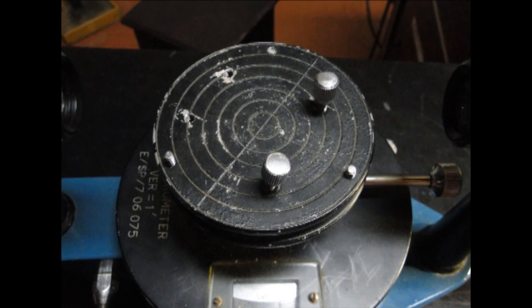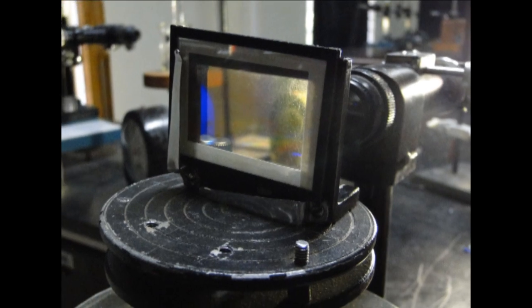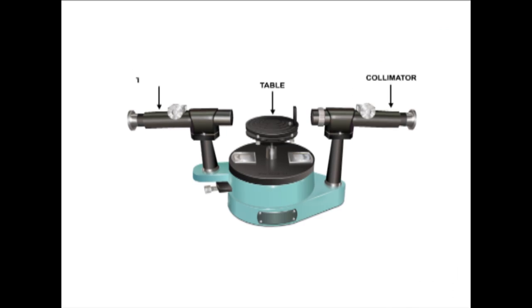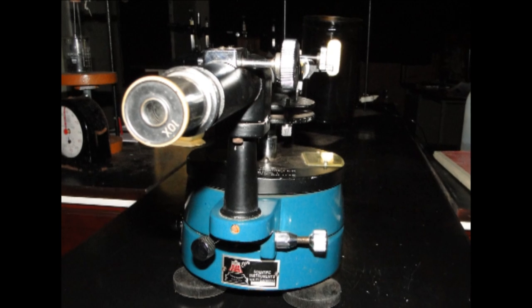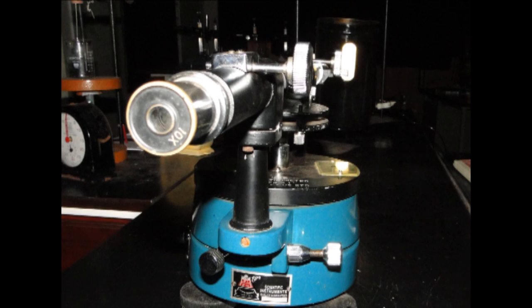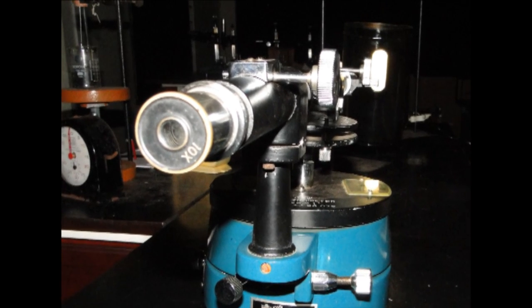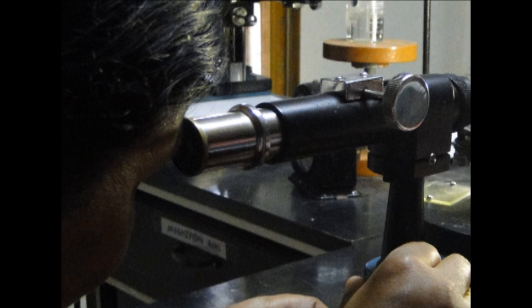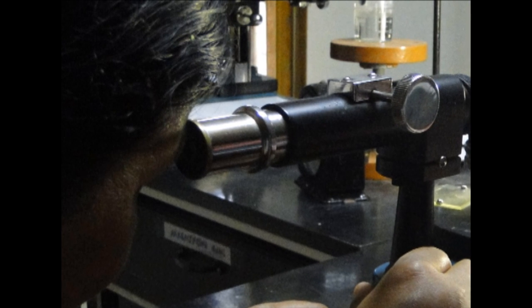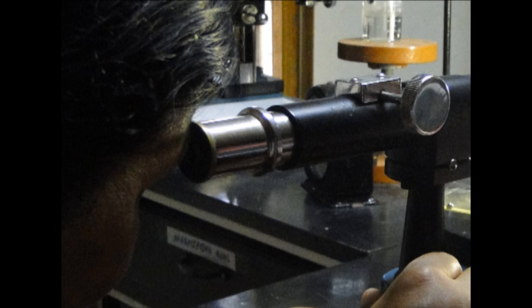Table. A central horizontal shelf for mounting either a prism or a grating. Telescope. An objective lens focuses the entering parallel rays in a plane so that the real image can be observed with the aid of the eyepiece. Crosshairs located in the focal plane of the objective lens provide a precise means for locating the direction of these rays.